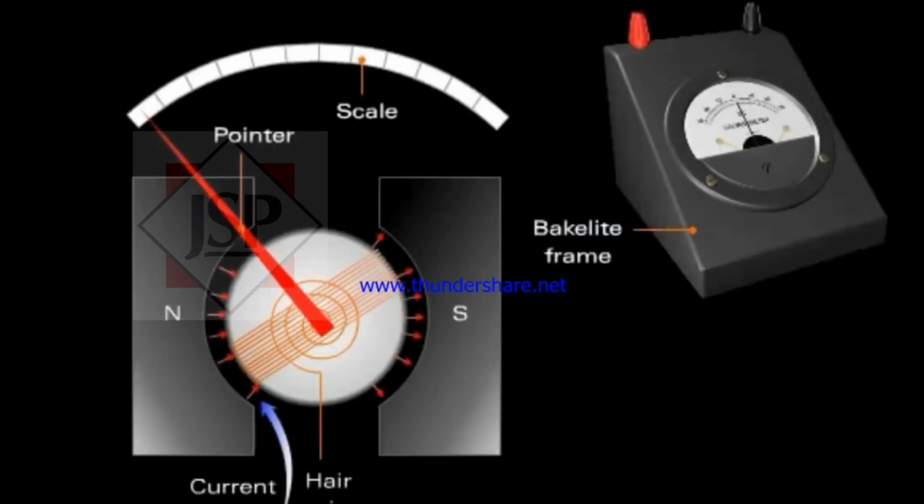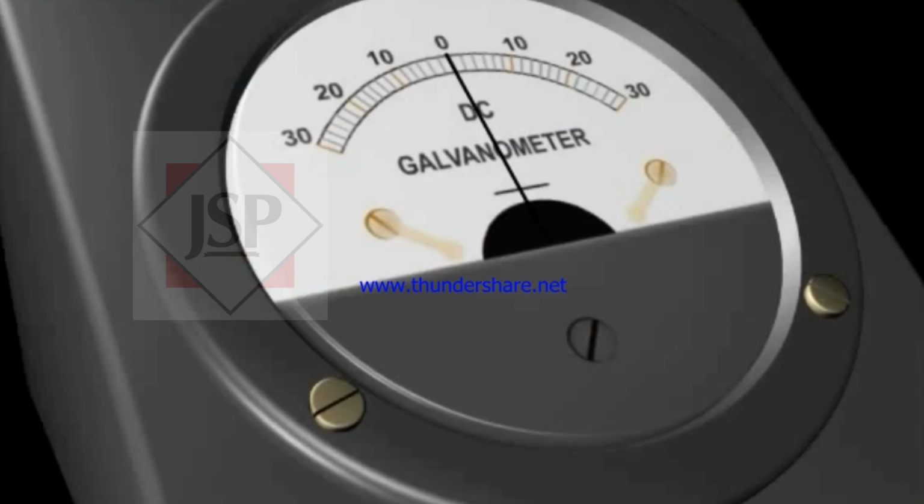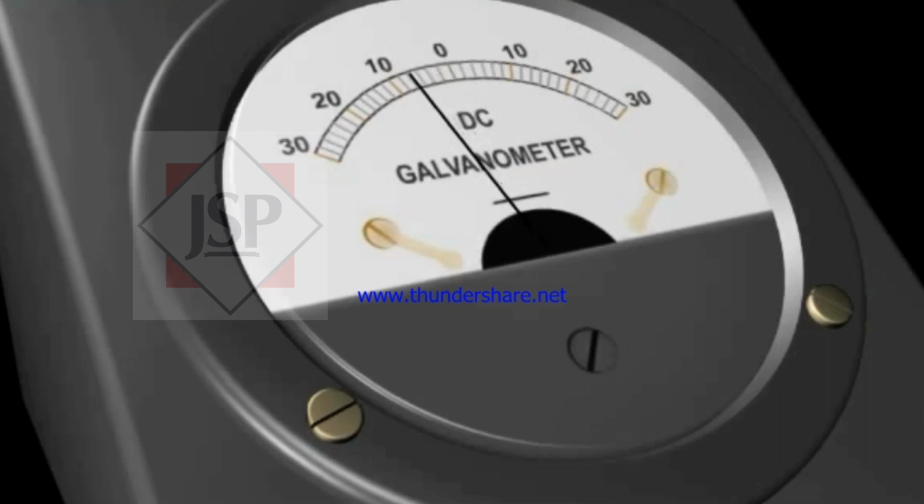These are the hair springs that control the motion of the coil. These hair springs also serve as leads and make contact with two terminals provided at the top of the bakelite frame. A pointer is attached perpendicular to the coil. The free end of the pointer moves over an arc-like graduated scale. The scale is graduated in such a way that 0 is at the center of the scale.